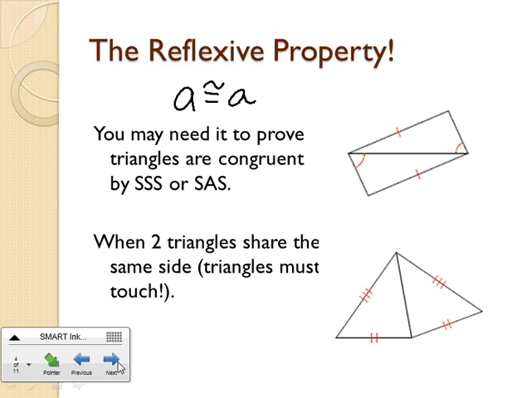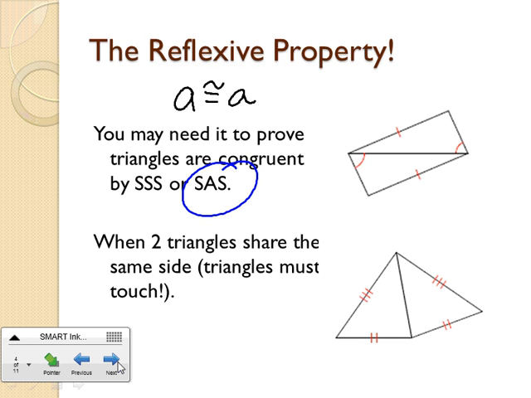So a time when this is going to come in handy is when we're using our side, side, side, or our side, angle, side conjecture. And it's going to be helpful when the 2 triangles share the same side. A time when it won't be helpful, our non-example, is if I give you 2 different triangles that don't touch at all. If they don't touch at all, the reflexive property isn't going to be of any help to us. If you look to the right, I've got 2 examples, one using our side, angle, side, and our side, side, side where it's going to help.